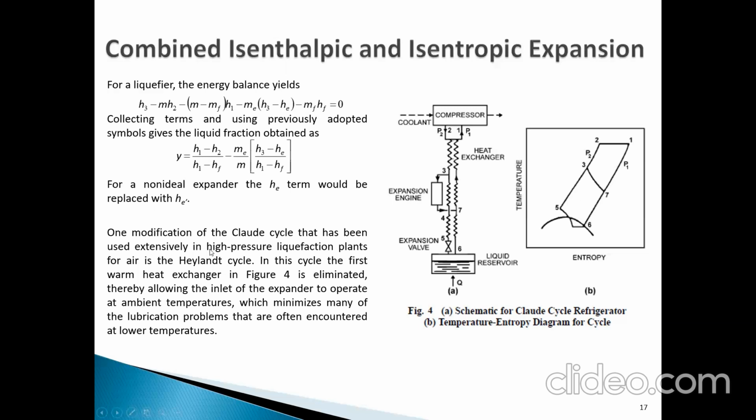One modification of the Claude cycle that has been used extensively in high-pressure liquefaction plants for air is the Heylandt cycle. In this cycle, the first warm heat exchanger in figure 4 is eliminated, thereby allowing the inlet of the expander to operate at ambient temperature. So, mawawala to. Which minimizes many of the lubrication problems that are often encountered at lower temperature.